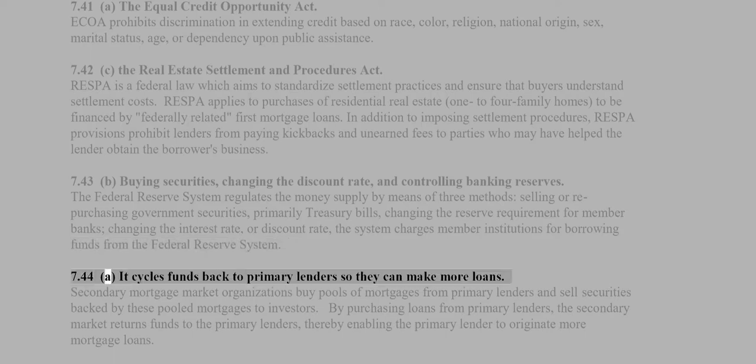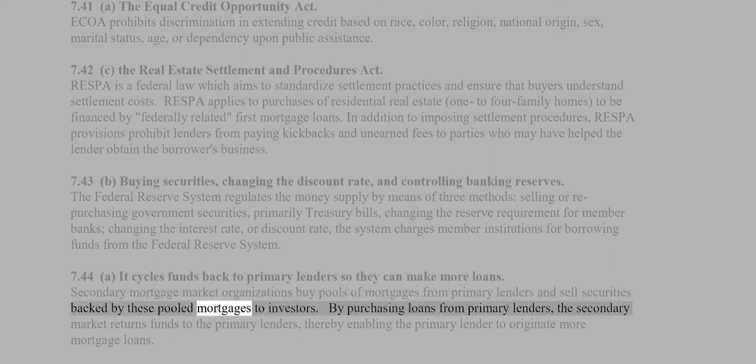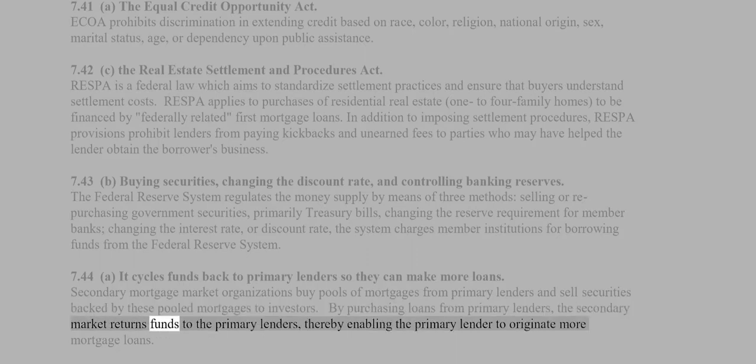7.44 A. It cycles funds back to primary lenders so they can make more loans. Secondary mortgage market organizations buy pools of mortgages from primary lenders and sell securities backed by these pooled mortgages to investors. By purchasing loans from primary lenders, the secondary market returns funds to the primary lenders, thereby enabling the primary lender to originate more mortgage loans.